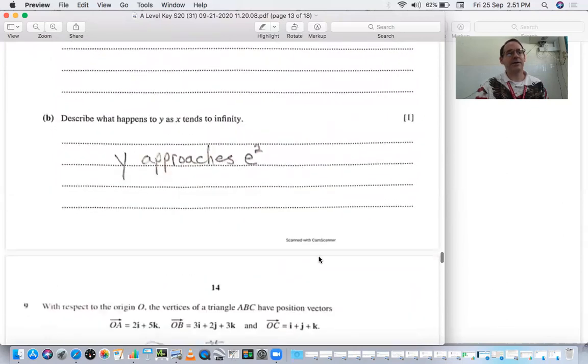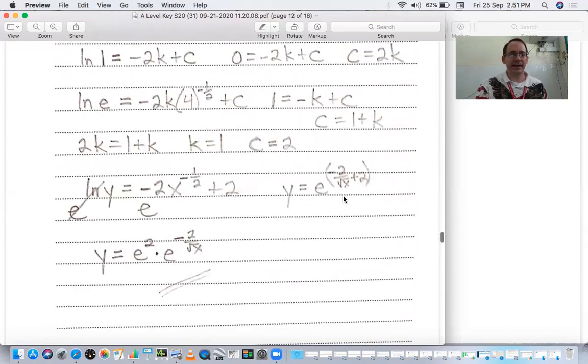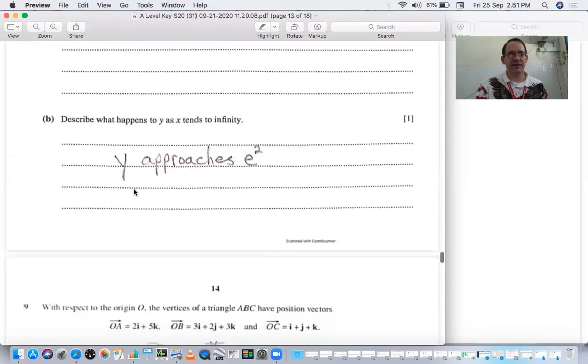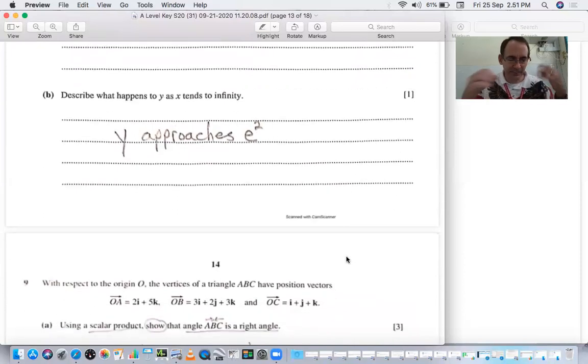Moving on, we get to part B. What happens to y as x tends to infinity? Well, if you come back here and you put infinity into x, well, square root of infinity is still infinity, and infinity in the denominator of a fraction drives the fraction to 0, and e to the 0 is 1, therefore you're just left with e squared. So as you approach infinity, y approaches the value of e squared. It's worth just 1 point. You're expected to basically mentally figure that out.